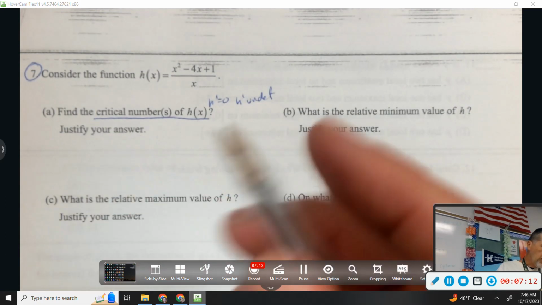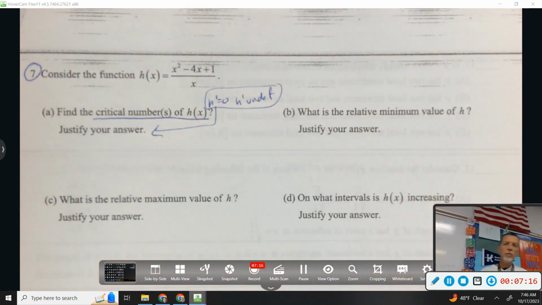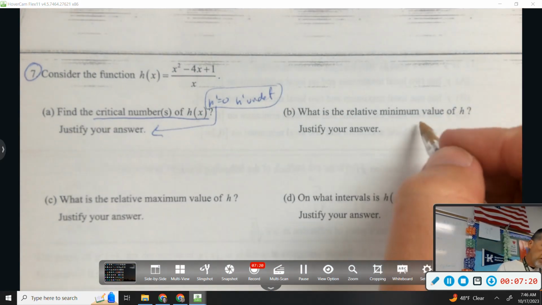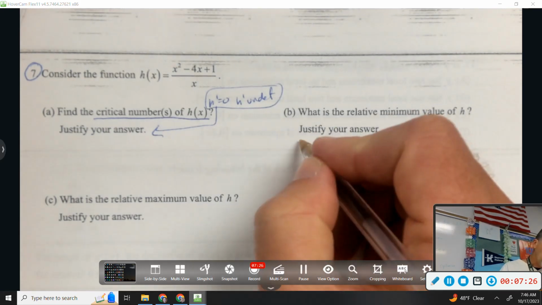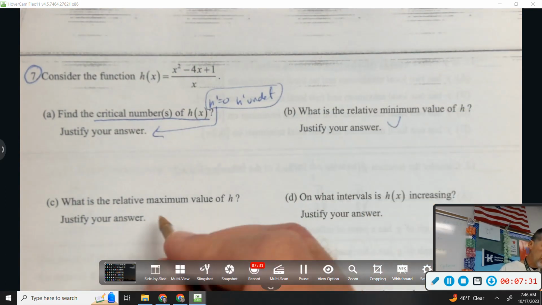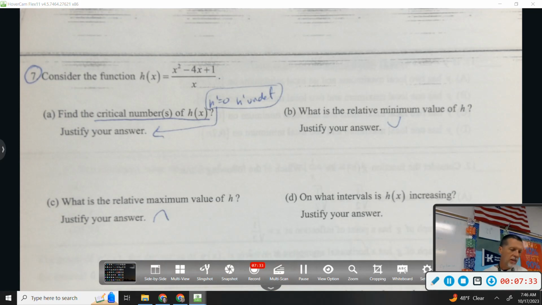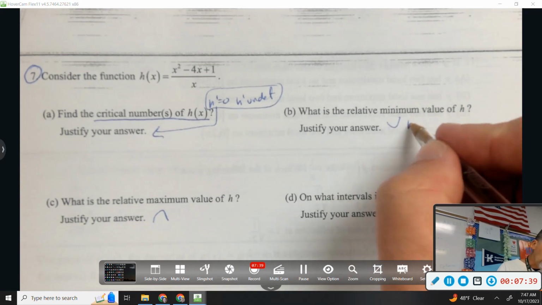Justify your answer. Oh, well, I just did that already. There's my justify. Give me some partial credit just off of that. Relative minimum. So I'll need to know where h prime changes from, let's see, negative to positive. Relative max. H prime changes positive to negative. In fact, I could do all these justifies right now.